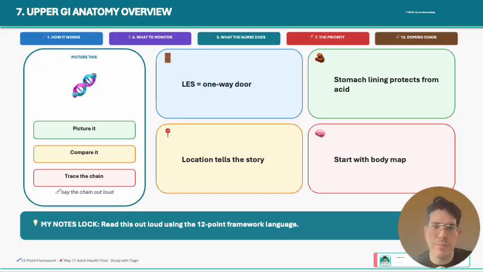The stomach lining helps me understand gastritis and ulcers. The diaphragm opening helps me understand hiatal hernia. And the duodenum helps me understand why some ulcer pain improves with food and then comes back later. So when I hear a patient say it burns after I eat, or it gets worse when I lie down, or I got black stools, I do not want to memorize just the words, right? I want to locate the problem in the GI tract first. So location helps the whole question make more sense.